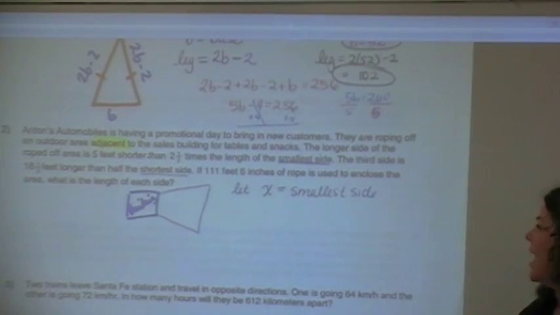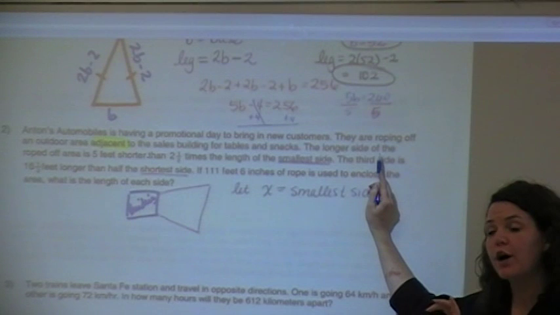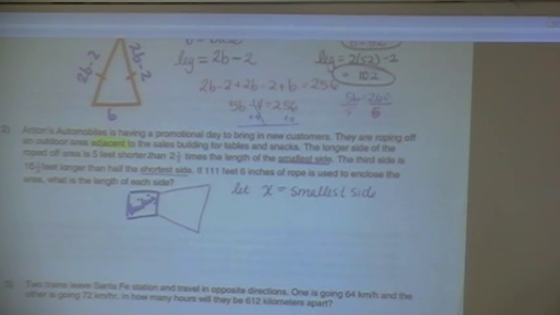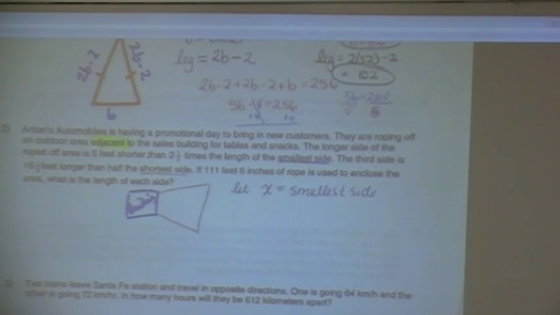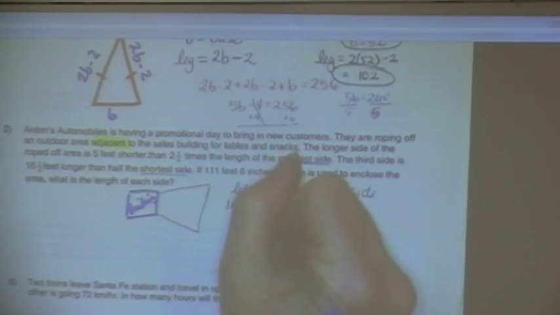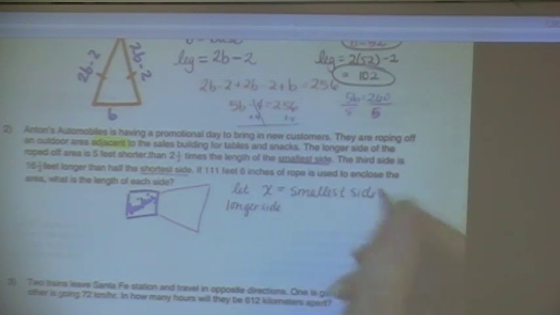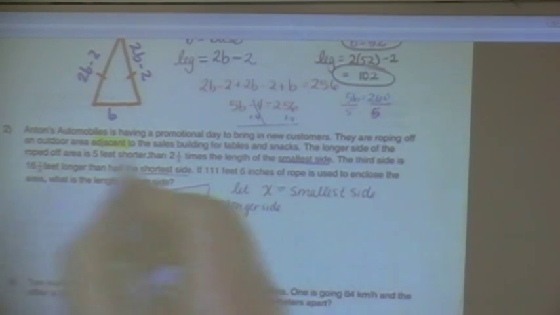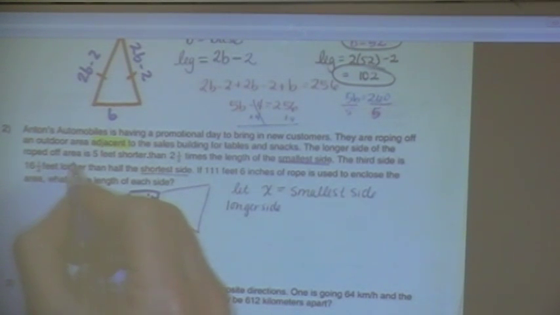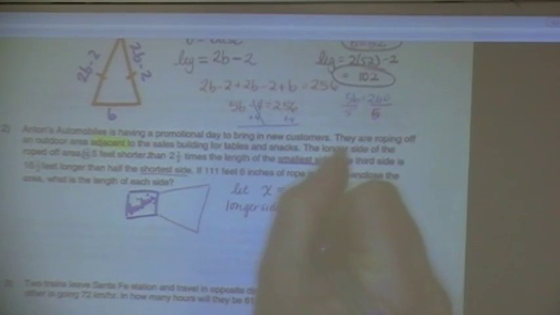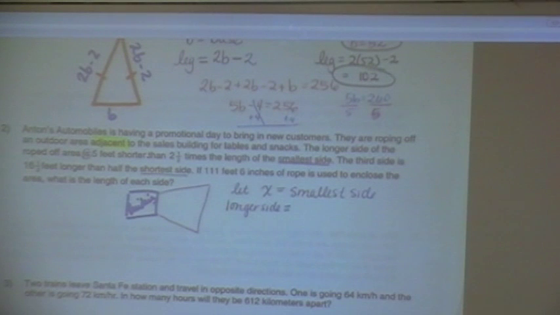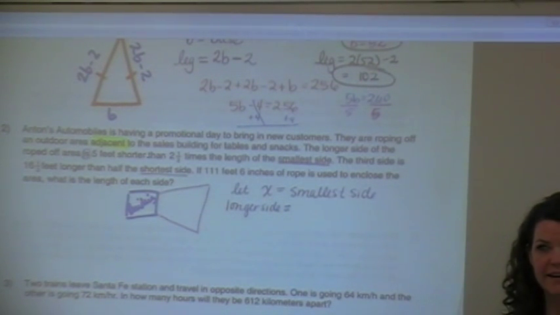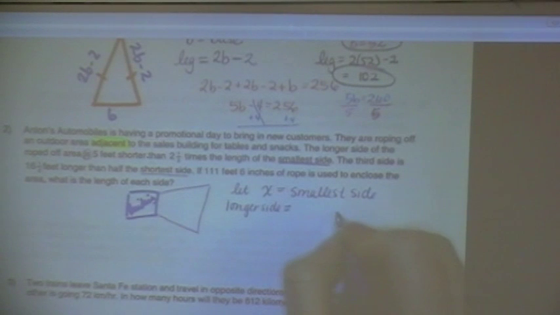Now I'm going to go back to this sentence, and I'm going to go word for word and just translate mathematically. It says longer side, and I cannot assign a new variable, because then we're going to get ourselves in a situation where we have more variables than we have equations. So I'm going to write longer side of the roped off area. That's just a prepositional phrase that describes the longer side. Then there's that magic word, is. So that's an equal sign always. 5 feet shorter than, so minus 5. I don't know what I'm minusing it from, but I'm going to minus 5 over here.